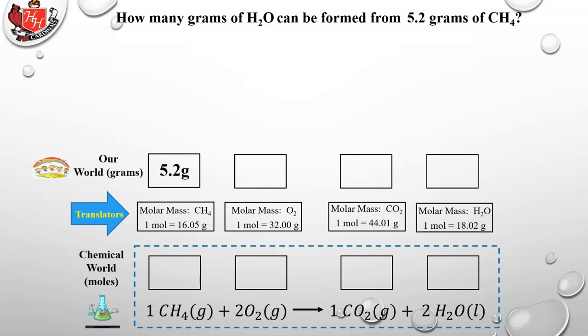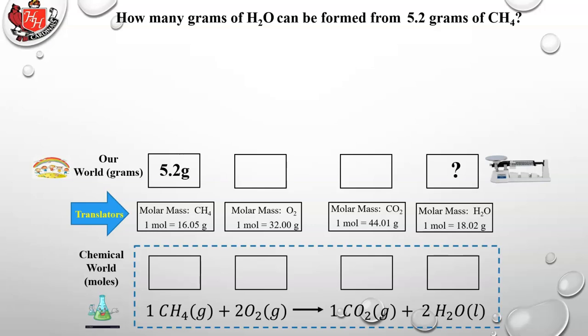Okay, so we put the 5.2 grams in the grams row above CH4. So it's in the CH4 column in the grams row. And we're going to put the question mark above H2O in the grams column. So you see our question mark over there on the right. So we need to go from the 5.2 to the question mark.